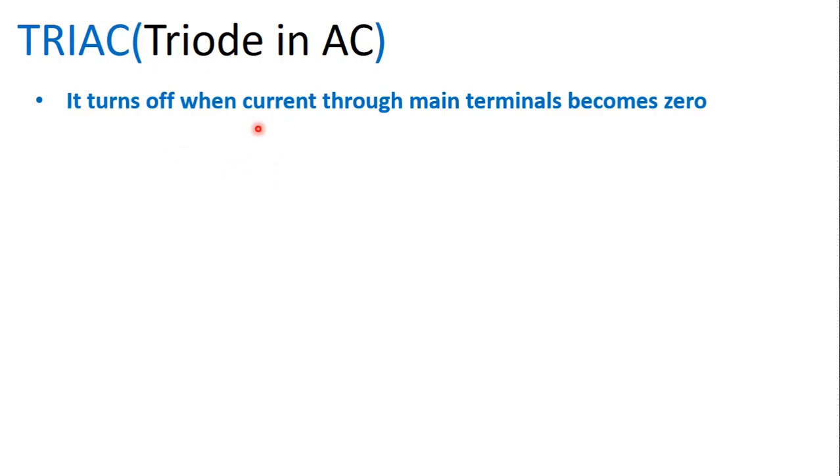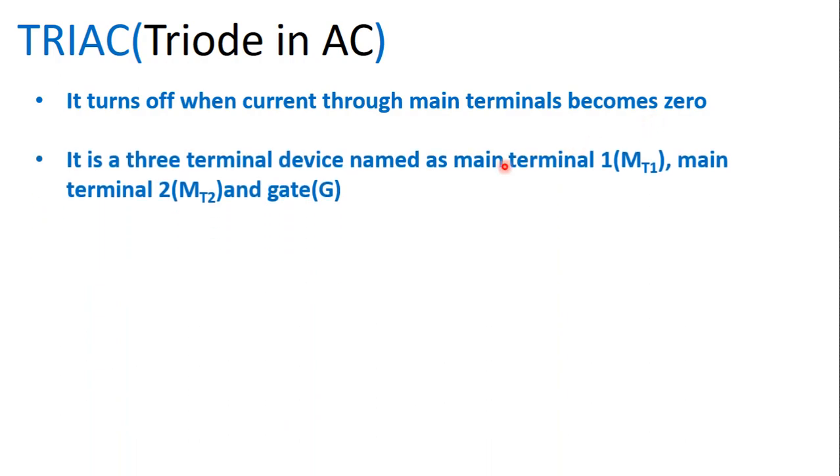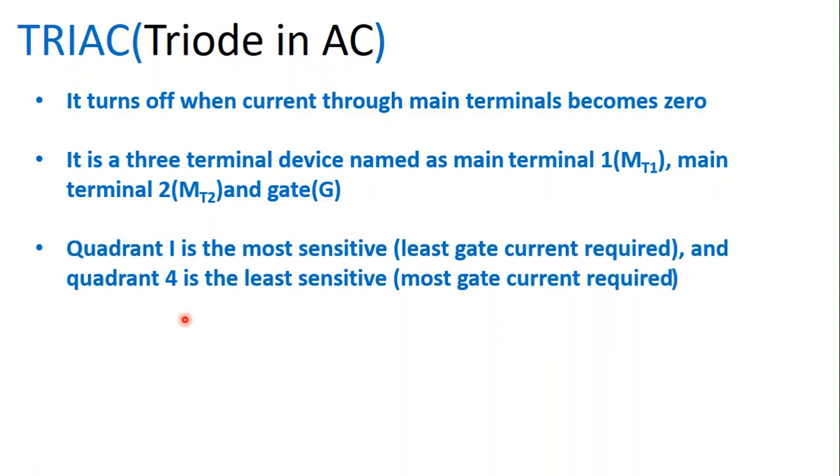Triac turns off when current through the main terminals becomes zero. It has three terminals, that is main terminal 1 (MT1), main terminal 2 (MT2) and gate terminal G. It has four quadrant operation, that is four modes of operation in the triac.